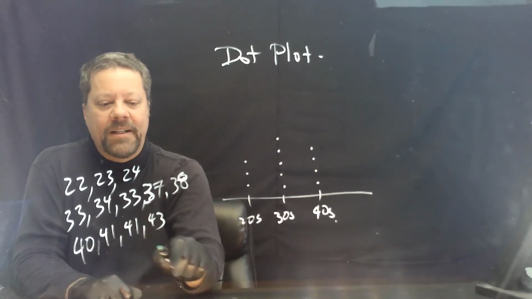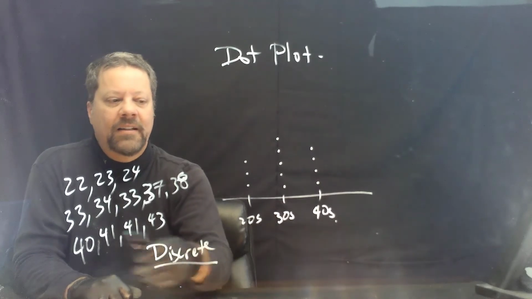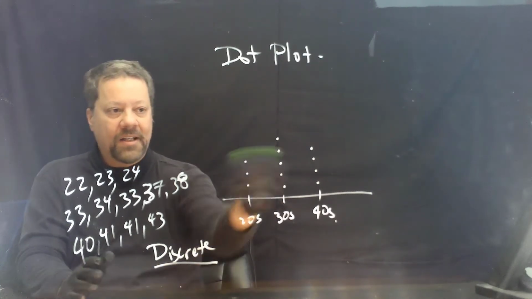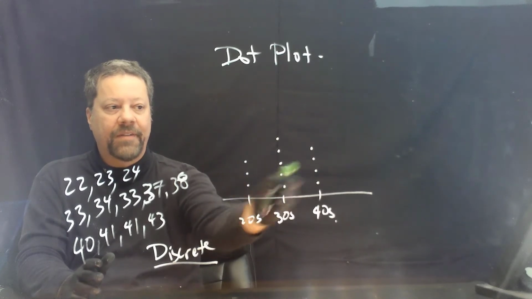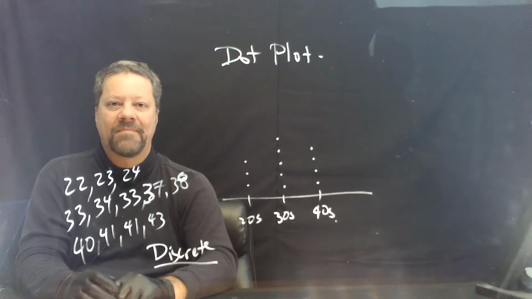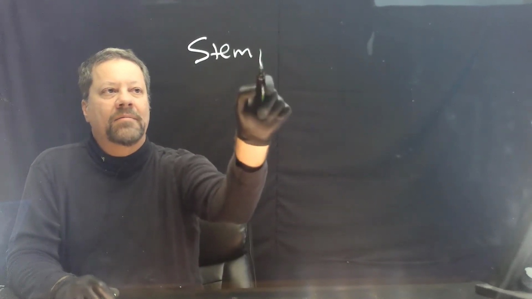The data needs to be discrete for this kind of plot to work out. And essentially what we're giving here are the frequencies 3, 5, 4 for these different kinds of discrete data in these categories. The dot plot is very similar to a stem plot.